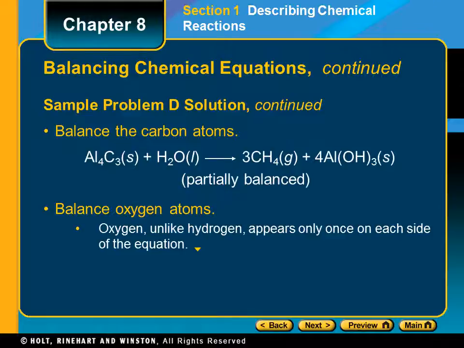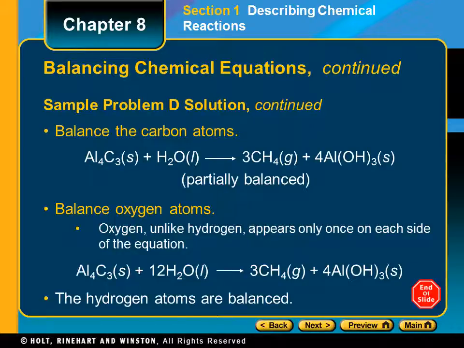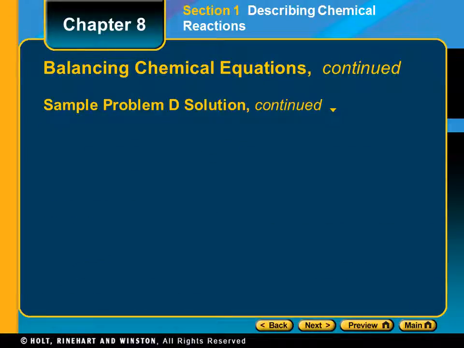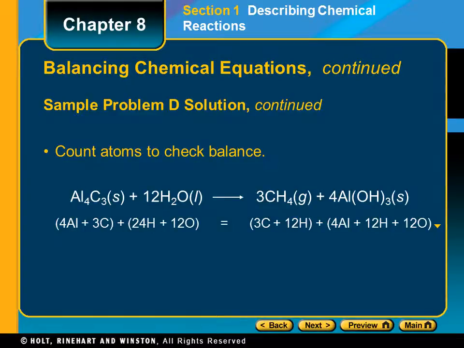Balance oxygen. Oxygen, unlike hydrogen, appears only once on each side of the equation. End up with Al4C3 plus 12H2O yields 3CH4 plus 4Al(OH)3. Hydrogen atoms are balanced. Count atoms to check. Everything checks out. The equation is balanced.